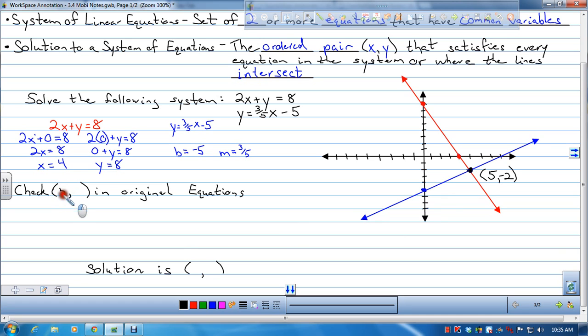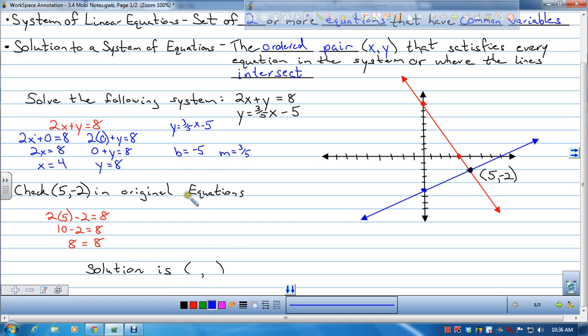So let's check 5, -2 in the original equations. That's what I'll do here. For this original equation, 2x plus y equals 8, I'll plug in 5 and -2 for x and y. 2 times 5, then it would be -2, and that should equal 8 if this is correct. So 2 times 5 is 10, minus 2 equals 8. So 8 does in fact equal 8. Good.